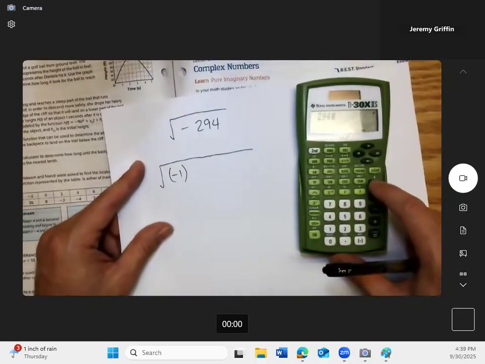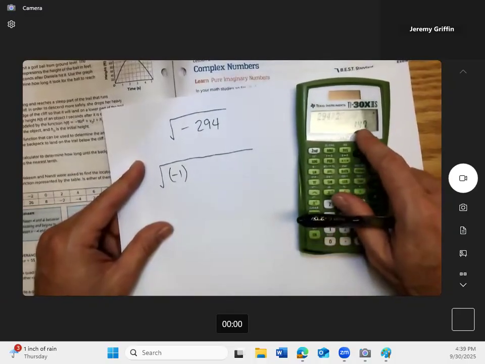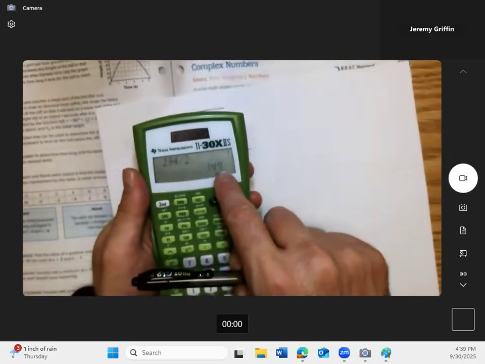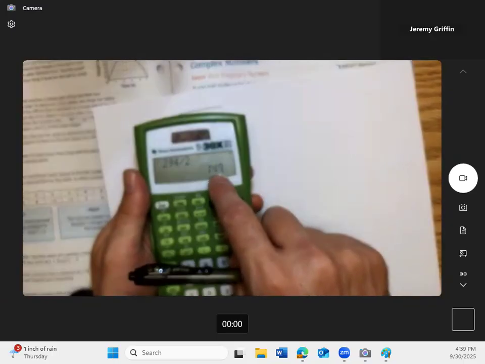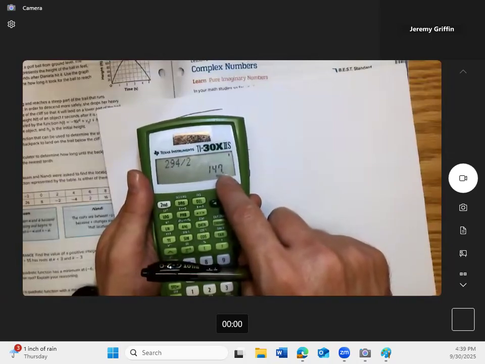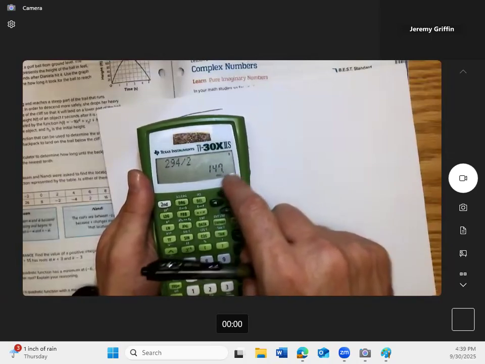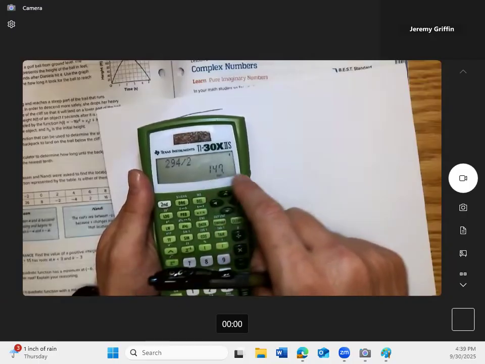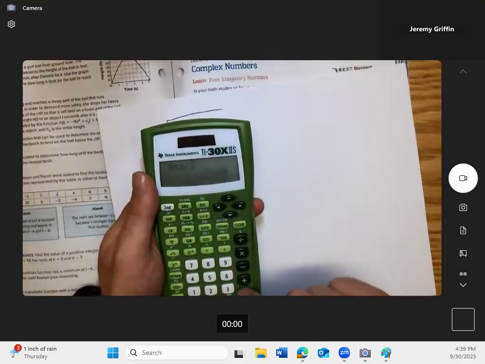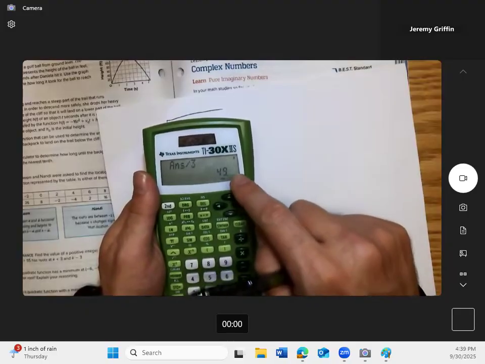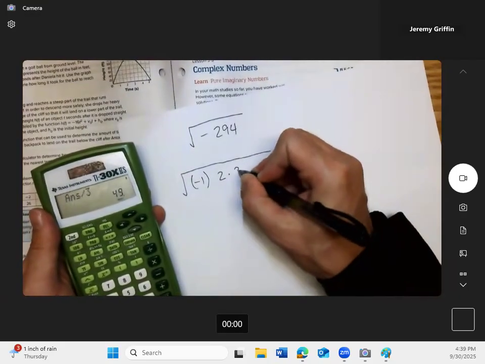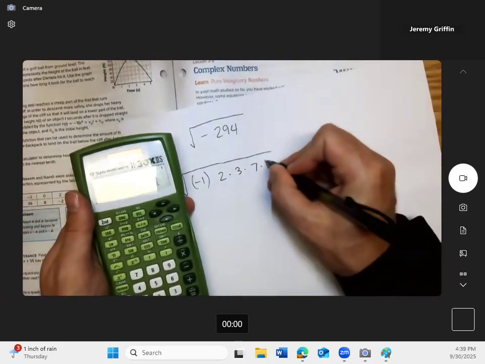So 294 over 2, it's like 147. Okay, guys, watch this. If you add the digits together, 7 plus 4 is 11, plus 1 is 12. That is a multiple of 3. So anytime you add the digits together and it's a multiple of 3, that means the number itself is a multiple of 3. So I can also take a 3 out. It's 49. I know what 49 is. It's 7 times 7. So I took out a 2, I took out a 3, and then 49 is 7 times 7, isn't it?